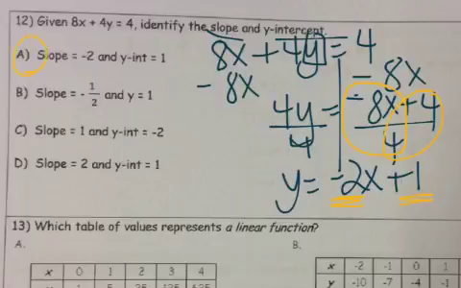The answer is A. If I went too fast, you need to go back and watch it again. It's the same steps every single time.